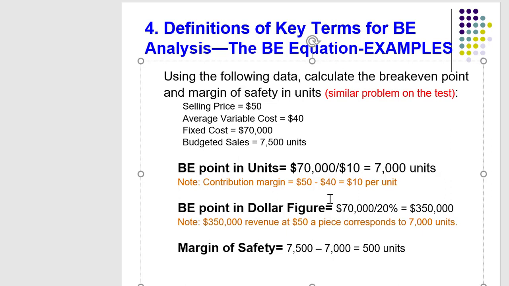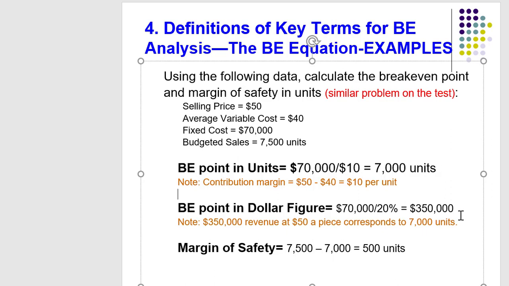Now, in terms of dollar figure, you divide the same $70,000 by the contribution margin ratio. The contribution margin ratio in this case is 20%, which is basically the contribution margin of 10 divided by the selling price. So 10 divided by 50 is 20%. So you have to make a revenue of $350,000 before you break even.